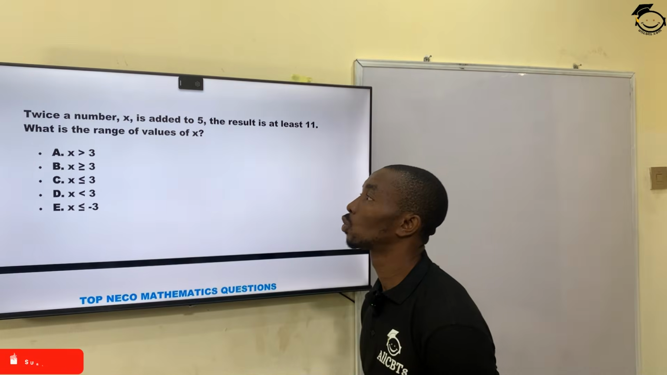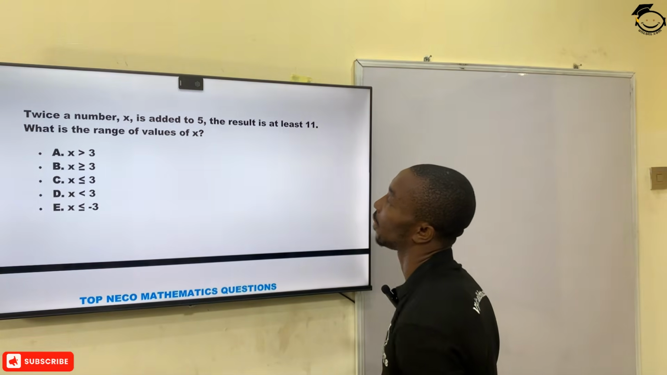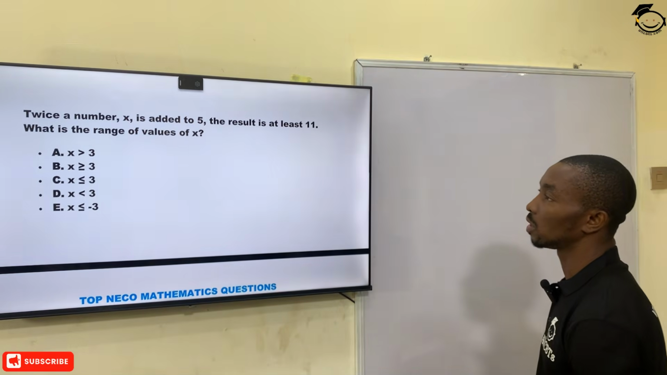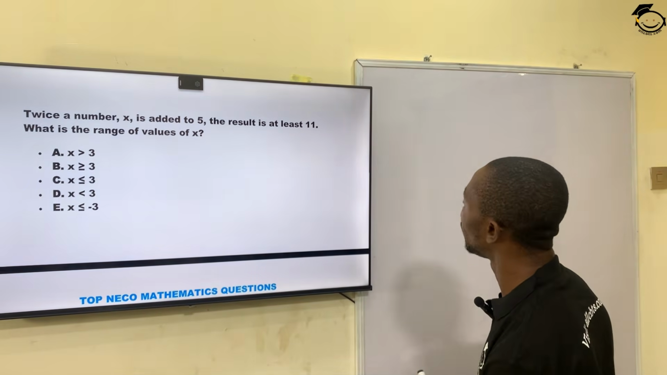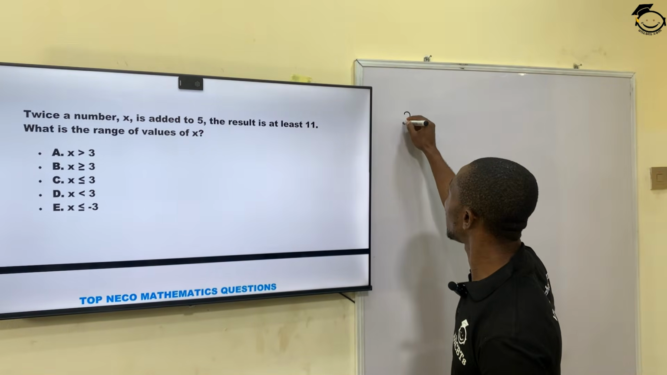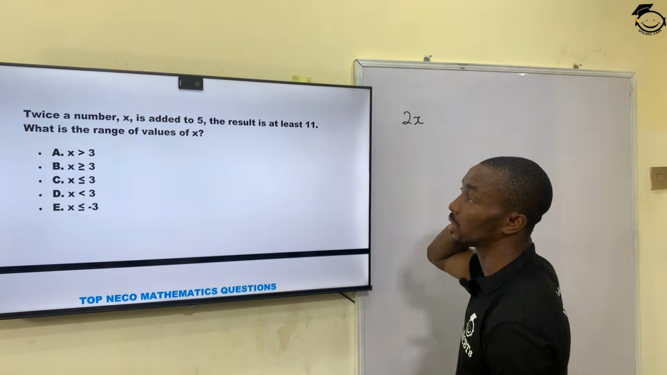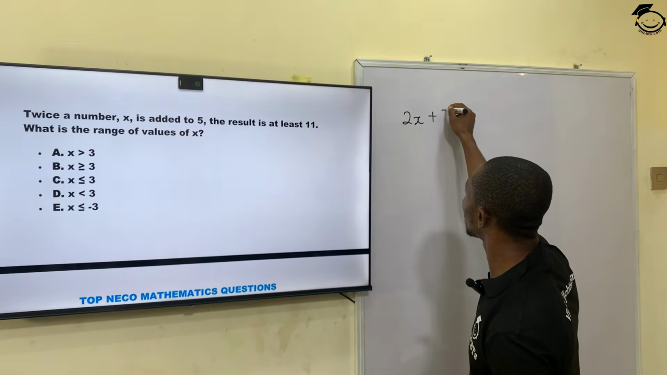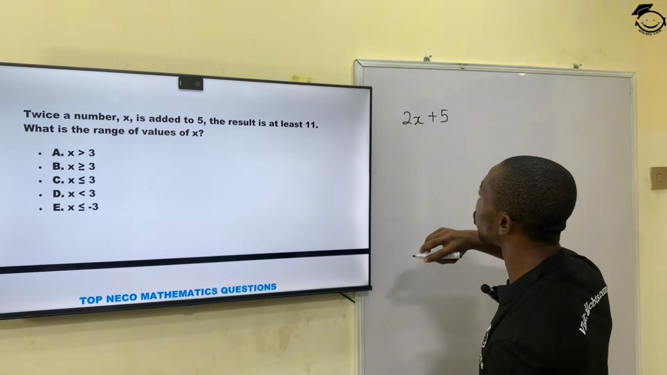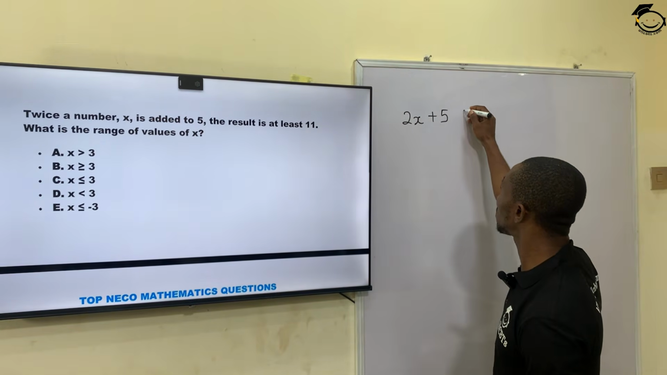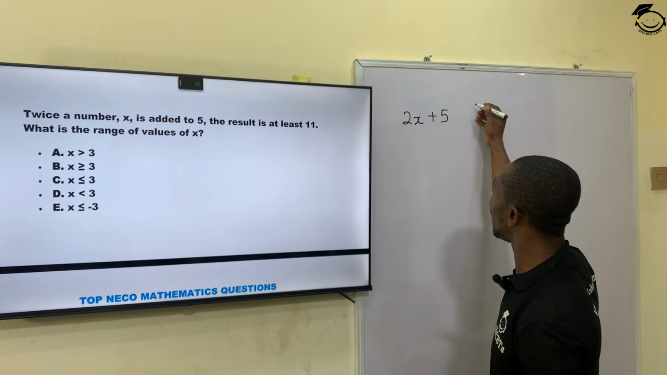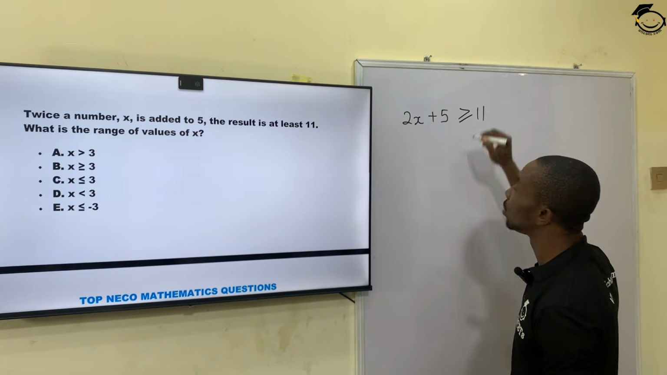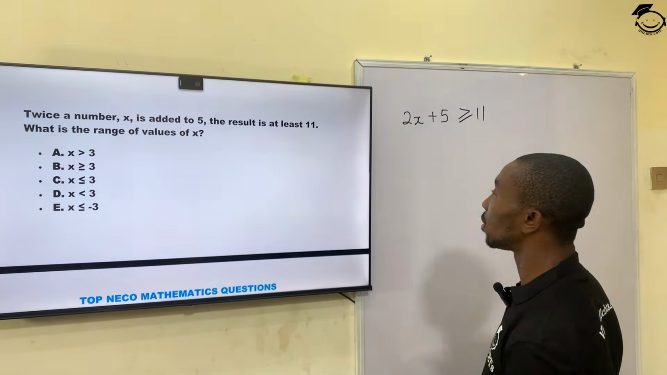Twice a number x is added to 5. The result is at least 11. What is the range of the values of x? Now, it says twice, that means 2x. Twice a number x, that is 2x, is added to 5, plus 5, right? The result is at least, that means the least of its results should be 11. That means it's either greater than 11 or equal to 11. All right, what is the range of x?